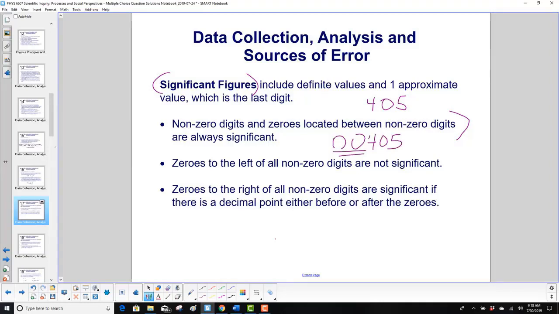Zeros to the right of all non-zero digits are significant if there is a decimal point either before or after the zeros. So if you have something like this, 0 will be significant if you have a decimal here, even if you don't have anything after that. You very rarely see that, but that would show that you have 3 significant figures. Or if you have this, okay, let's see, this will be significant, but that's not that case. If we have this, 3470, and I have a decimal here, this will be significant because of this decimal place.